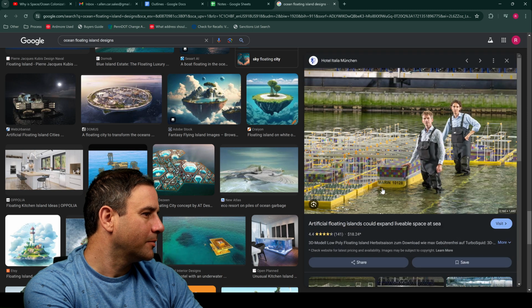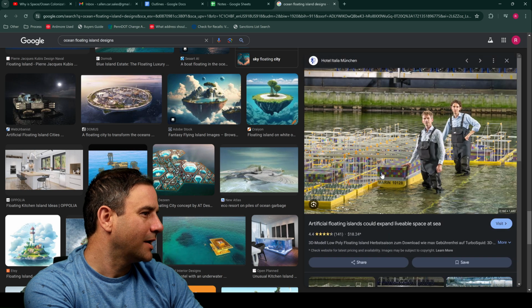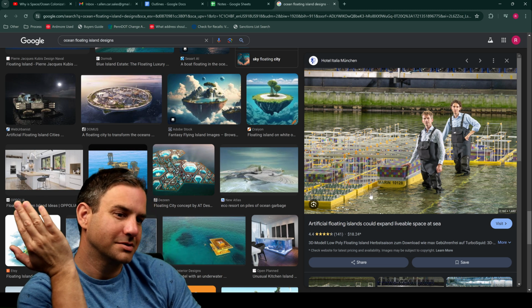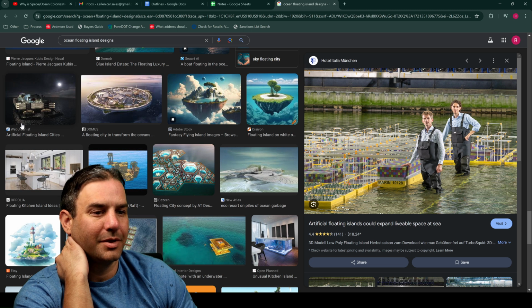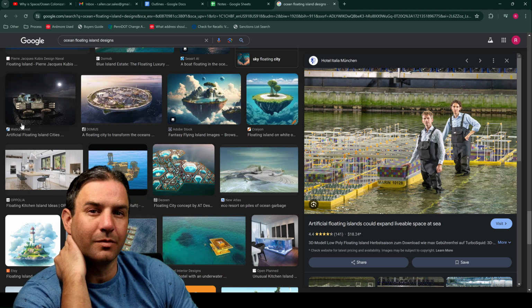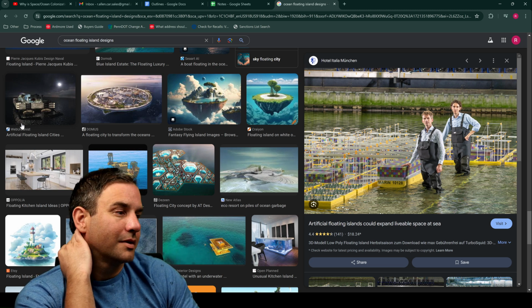Check this one out. Wow, that is so cool. So they basically have a floating port, which is an important part of colonizing the ocean, because you need to be able to transfer goods and materials from one floating city to another one. Okay.